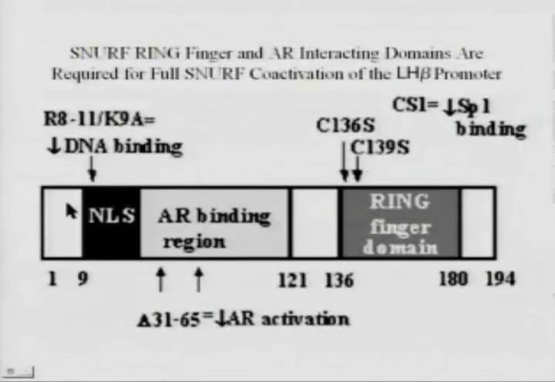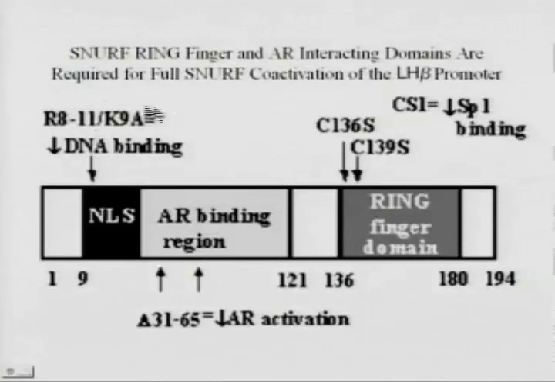This slide is showing the SNRF, and the ring finger and the AR androgen receptor interacting domains are shown here, and they are required for the full SNRF coactivation of the LH beta promoter. So we see the N-terminal and the carboxy terminal. It's about 194 amino acid residues. Toward the N-terminal end, there is a DNA binding domain.